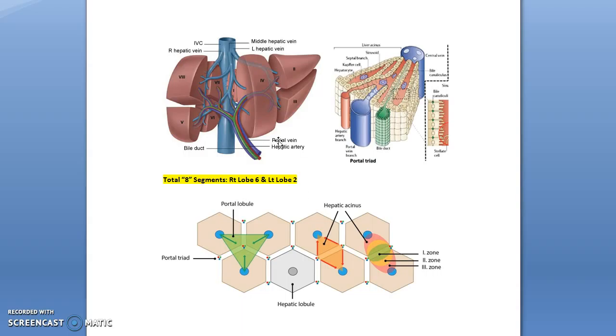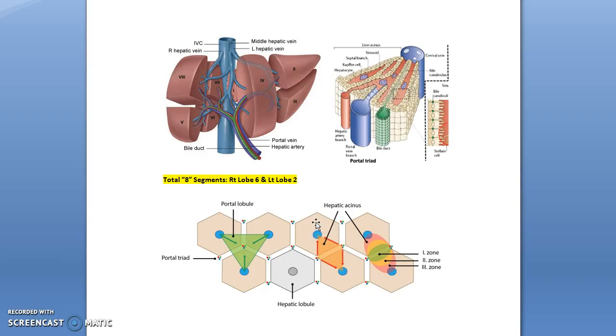So what's the structural unit of the liver? The structural unit of the liver is called the hepatic lobule. The lobule is a hexagonal shaped structure with a central vein in the middle and 6 portal triads at each angle.